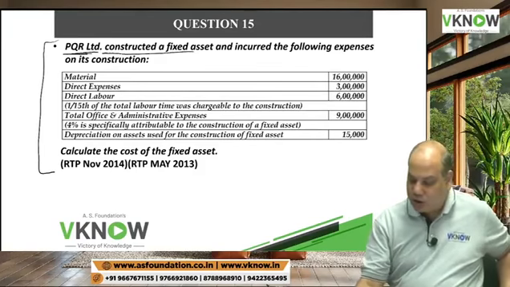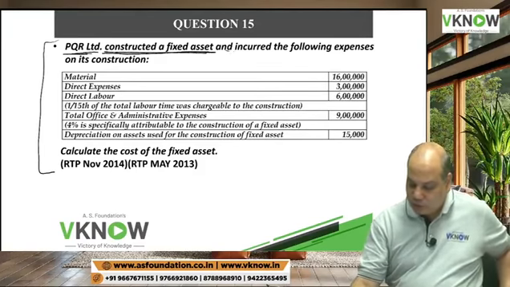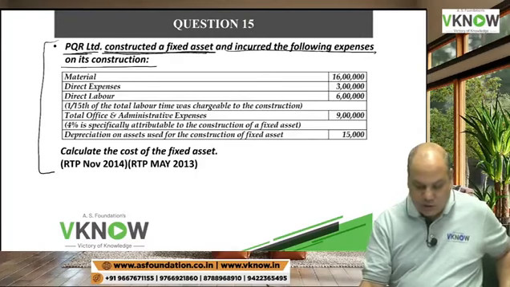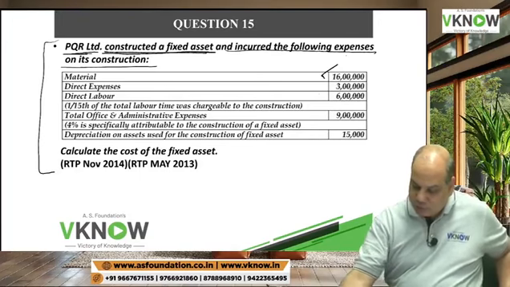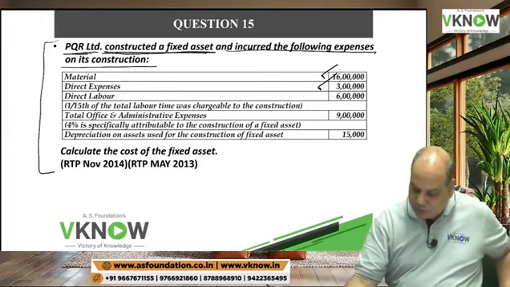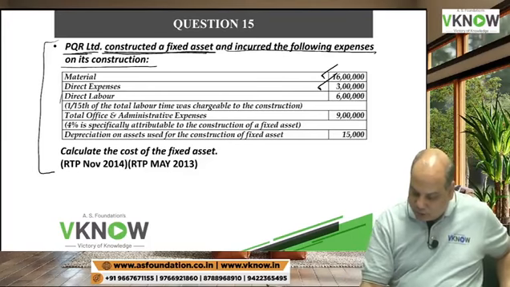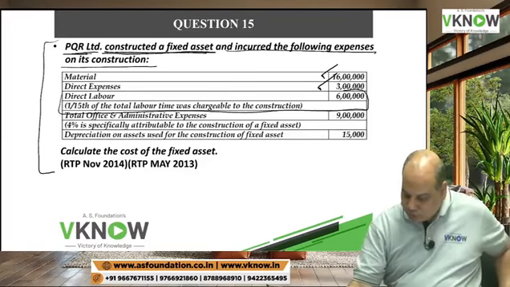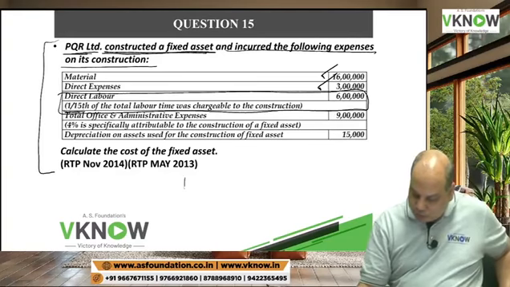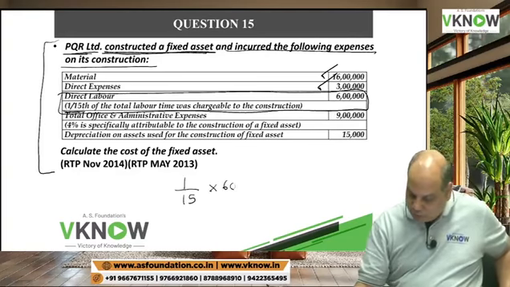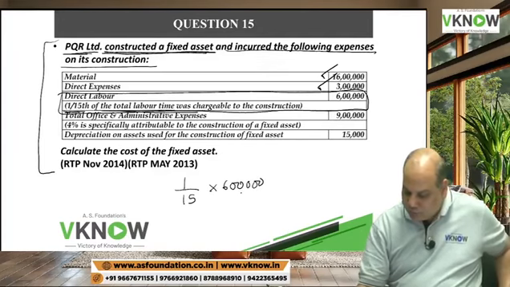PQR Limited constructed a fixed asset and incurred the following expenses on its construction. Material 16 lakh. Direct expense 3 lakh. Direct labor, read the note. There is a note. It says 1 by 15 of the total labor time was chargeable to construction.